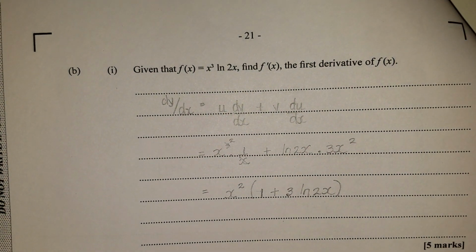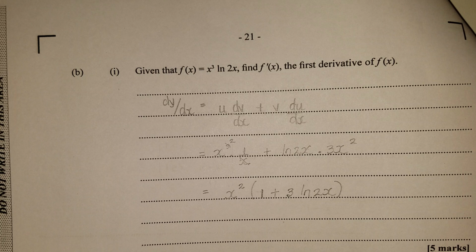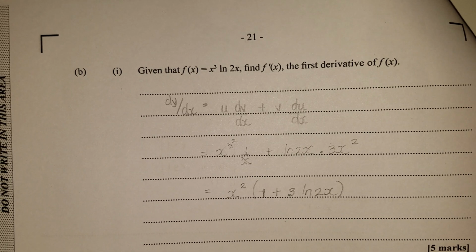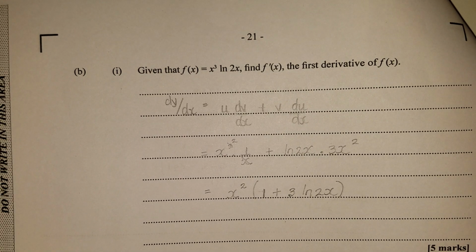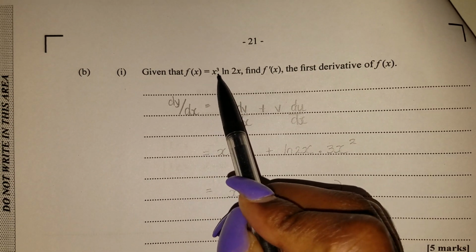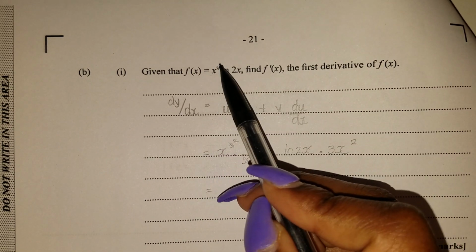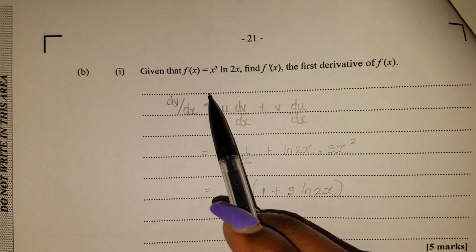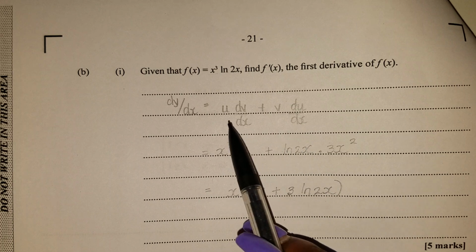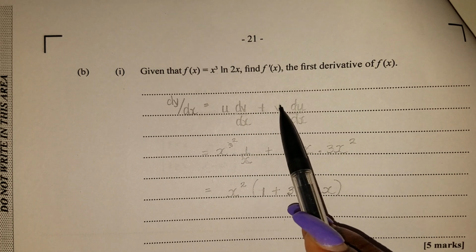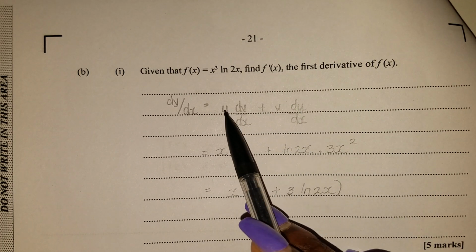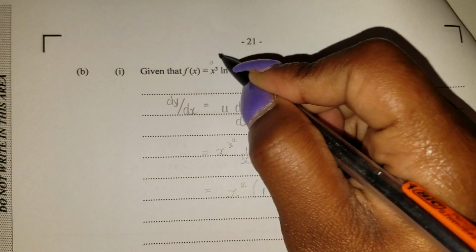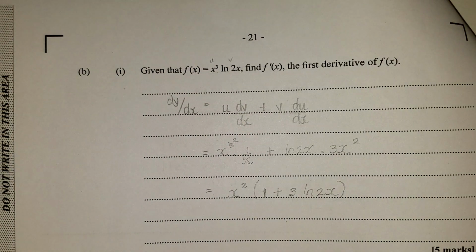In this question it says, given that f of x equals x cubed ln 2x, find f prime x, which is the first derivative. Now here we have two functions, x cubed and ln 2x being multiplied, so we will use the product rule. Here I have the formula for the product rule, u dv dx plus v du dx. Now u is our first function and v is the second function.